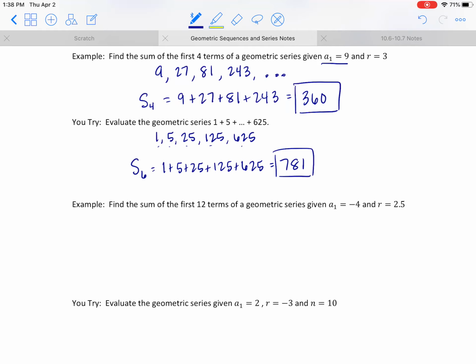Now, if I was looking for the sum of 12 terms, I don't know that I want to list out those 12 terms and then put them into a calculator and add them all up. Could I do it? Absolutely. It's just not something I would choose to do when I know I have a formula. So the formula says the sum of 12 terms is going to equal the first term, which is -4, multiplied by 1 minus the common ratio, 2.5, raised to the nth power, and n was 12 terms, and then we're going to divide that by 1 minus the common ratio.